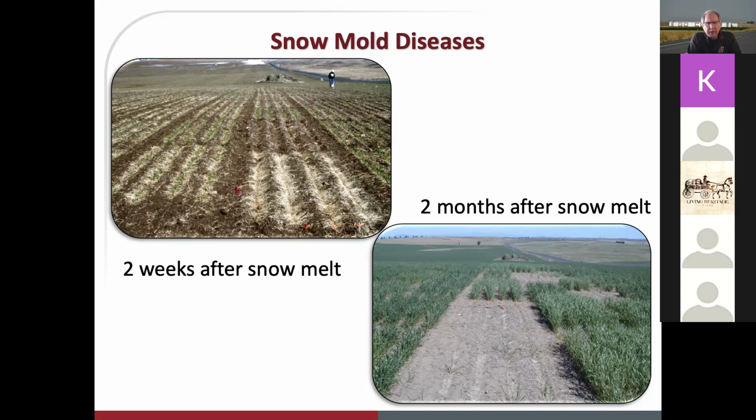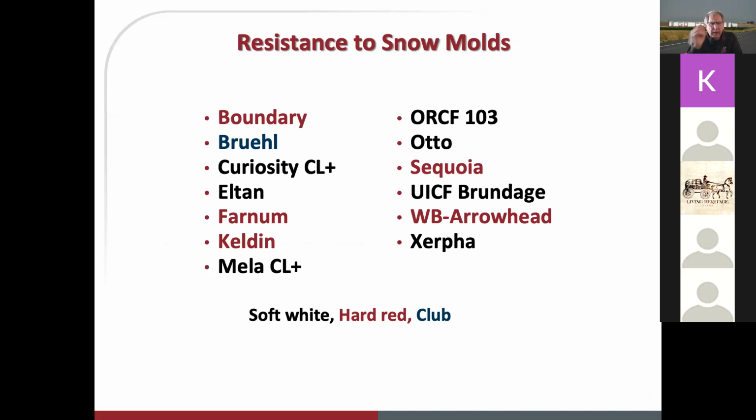When you have a susceptible variety. Our main form of control for snow mold diseases is to plant a resistant variety. I included a list of resistant varieties here. This is something that the breeders are actively working on and continue to work on. So there are some options. If you're in that area where you know snow mold is a problem, I suspect you're already pretty familiar with these varieties.